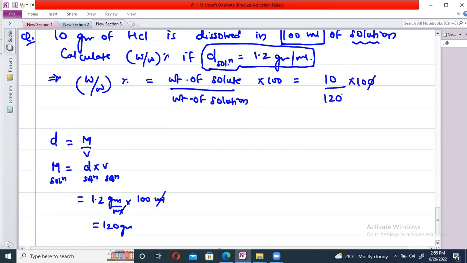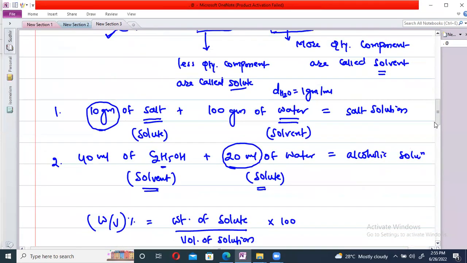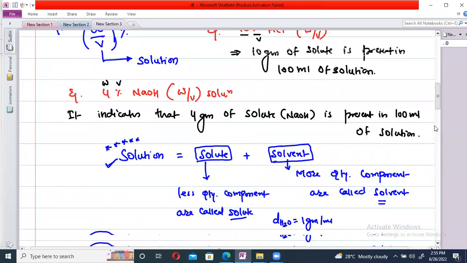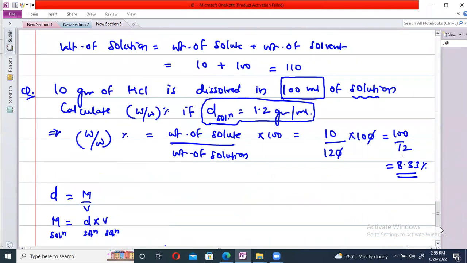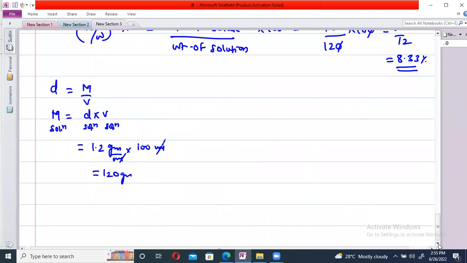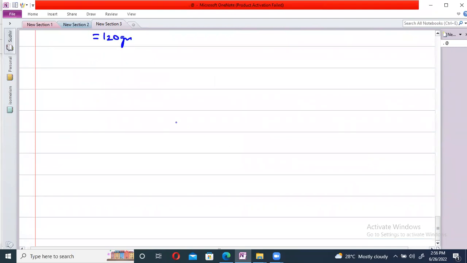Then into 100, this gets cancelled. It is equal to 100 by 12, and you solve it better. 8.33% is the W by W of this solution. Means see, we are able to calculate here. First, what is the W by V, I told you clearly. Then we have seen what is the W by W. That one also we have seen. Now I want to give one more mix-up question where W by V and W by W both are there.